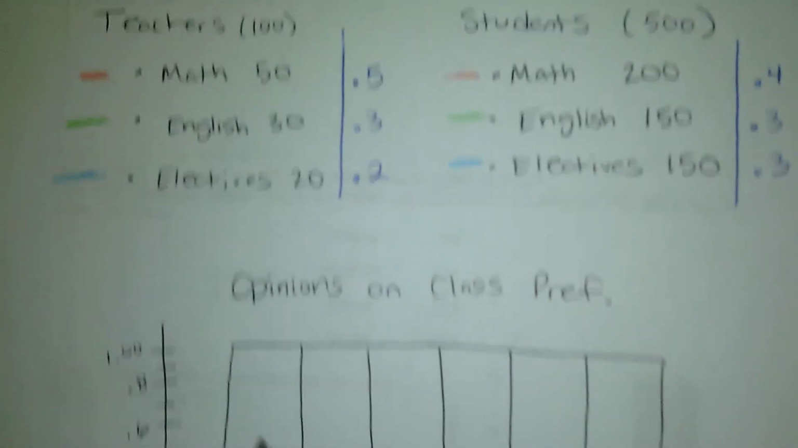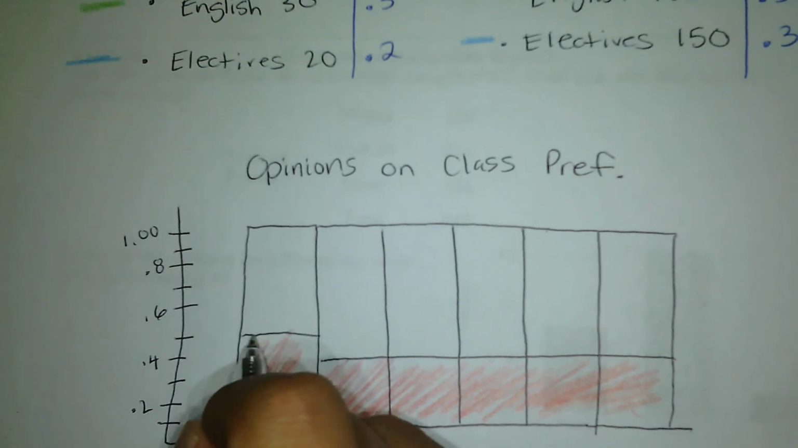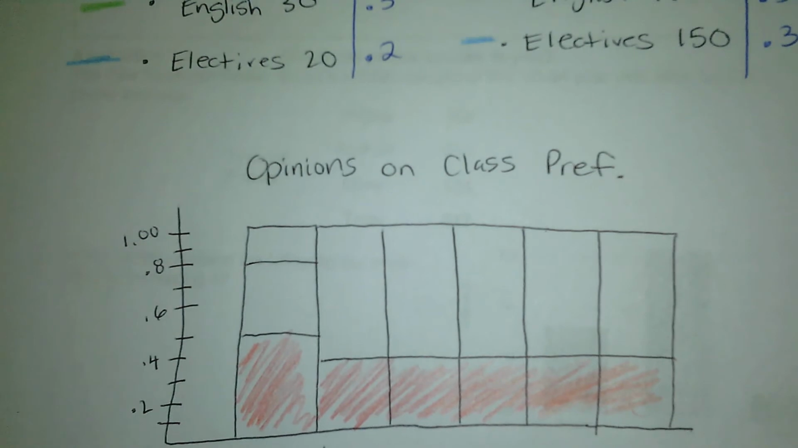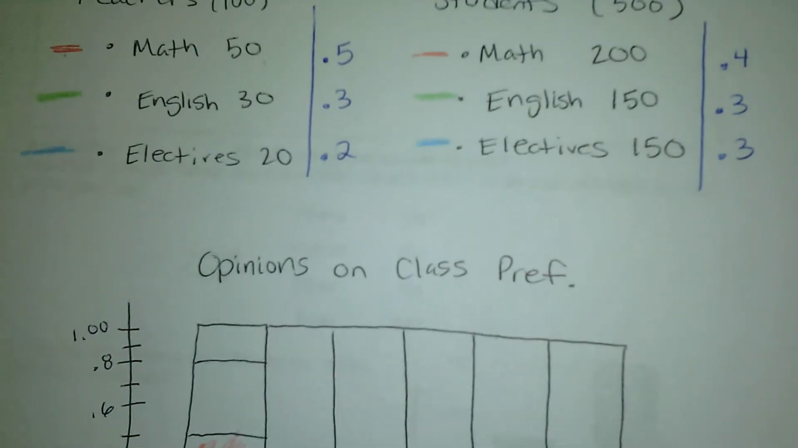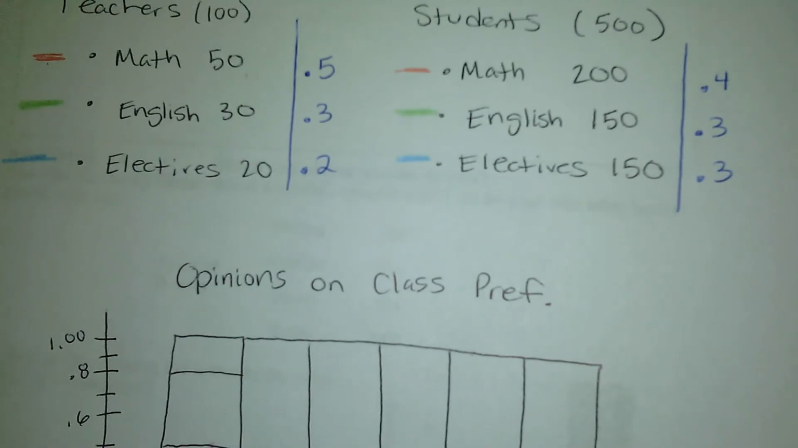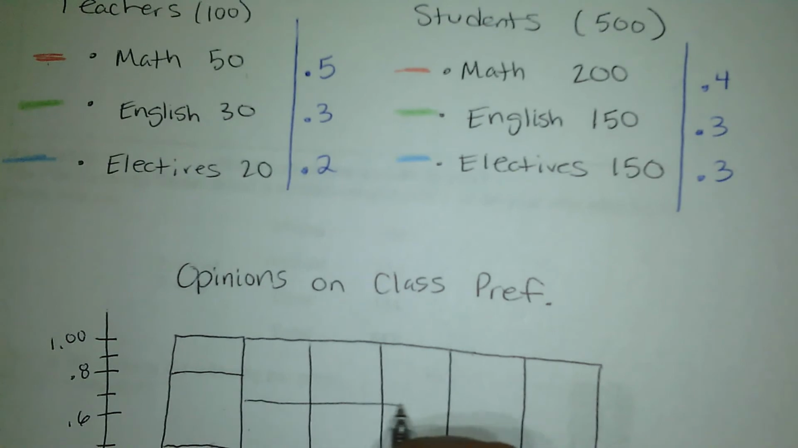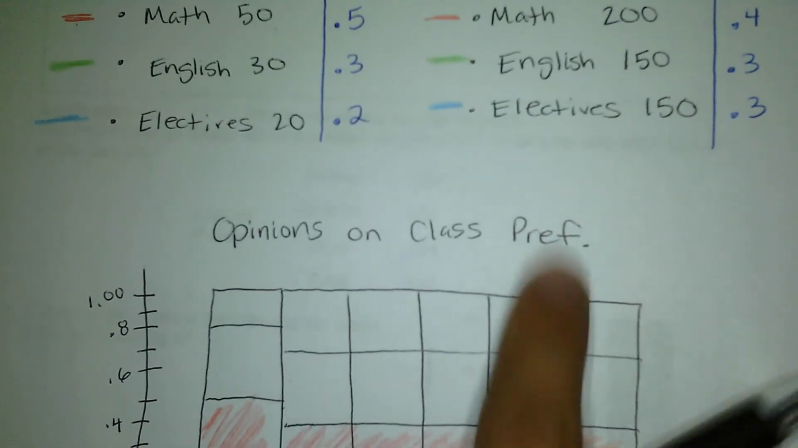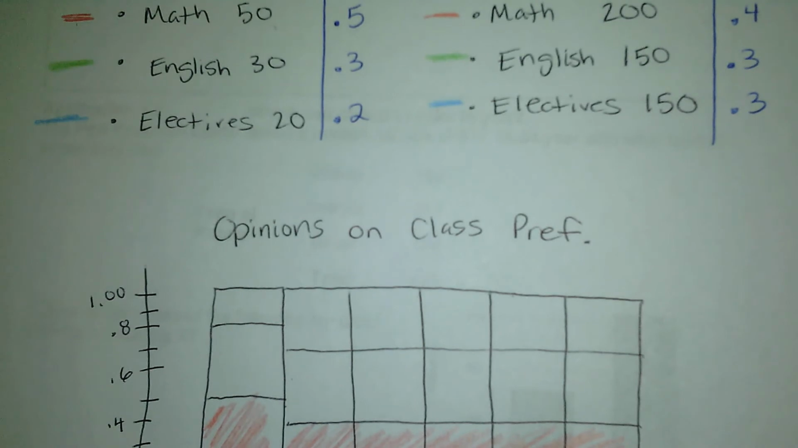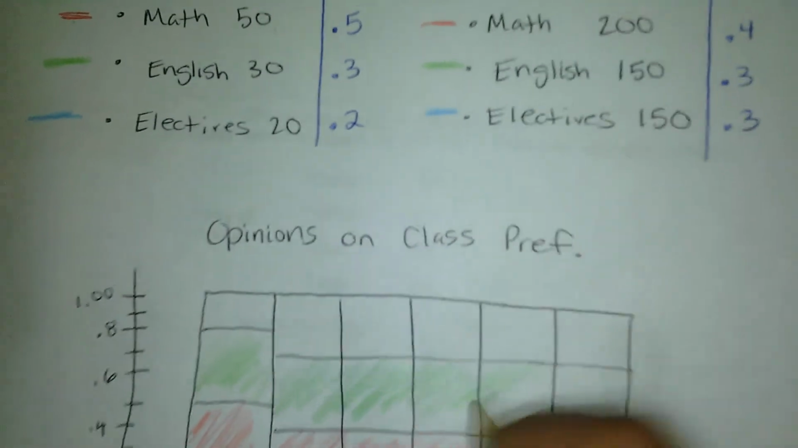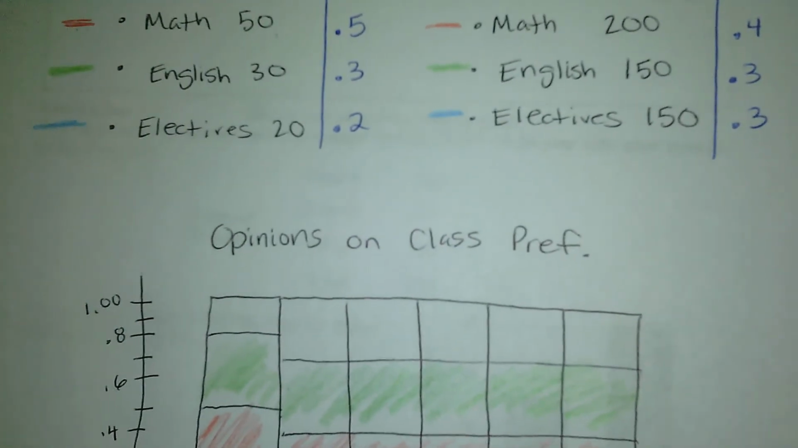Okay, next we go to English for teachers was 0.3. So again, here's my 0.5. I'm going to count up 0.3, 60, 70, 80. So that's for my English. And then for my students, English is another 0.3. So 0.4 to 0.3, 0.5, 0.6, 0.7. And then lastly, for my teachers, 0.2 remains for electives. And for students, 0.3 remains for electives. So again, we're just going to shade that in. So here's my English category. And then here is my elective category.